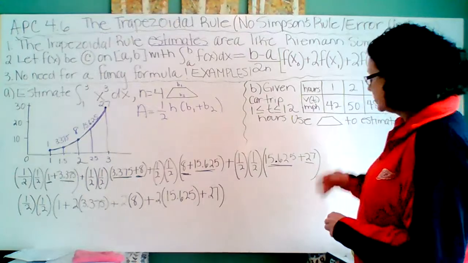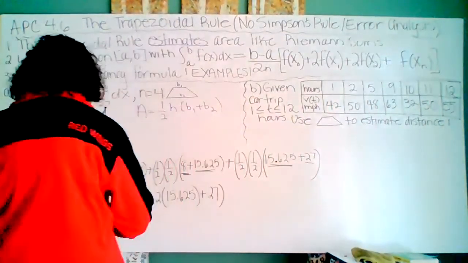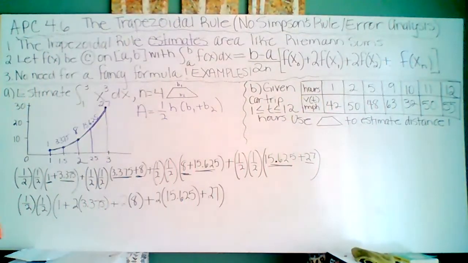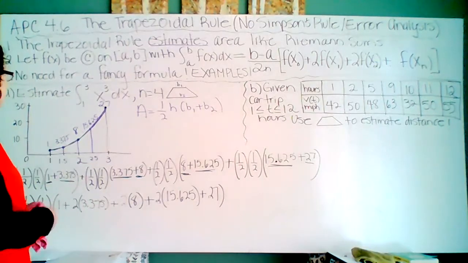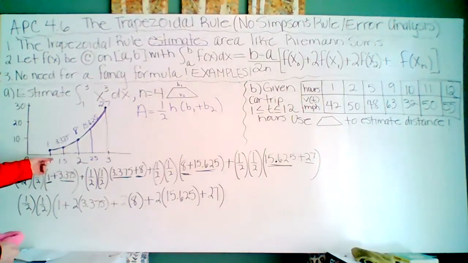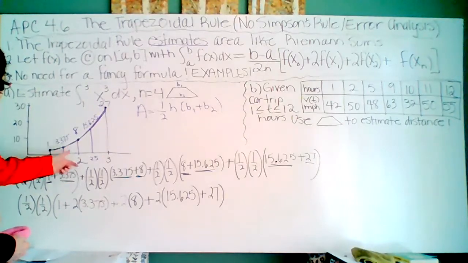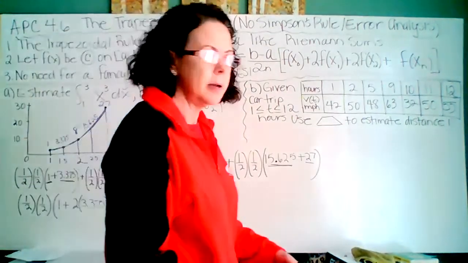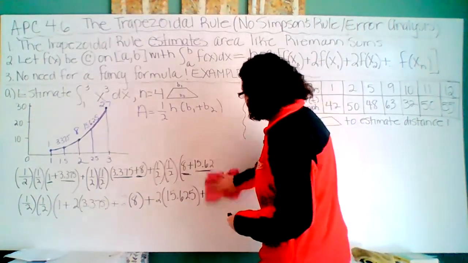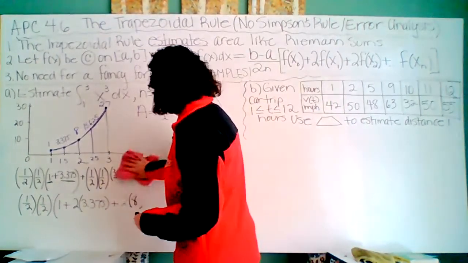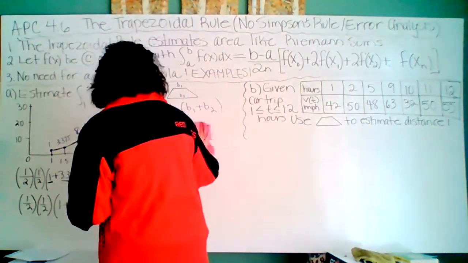Okay, now let's take a look at B. What if they give you a chart of information instead of a graph, right? Actually, I made a chart of information right here, didn't I? Here's the 1, 1.5, 3.375, 2, and 8. I kind of made myself my own chart, right? But what if you are on a road trip?